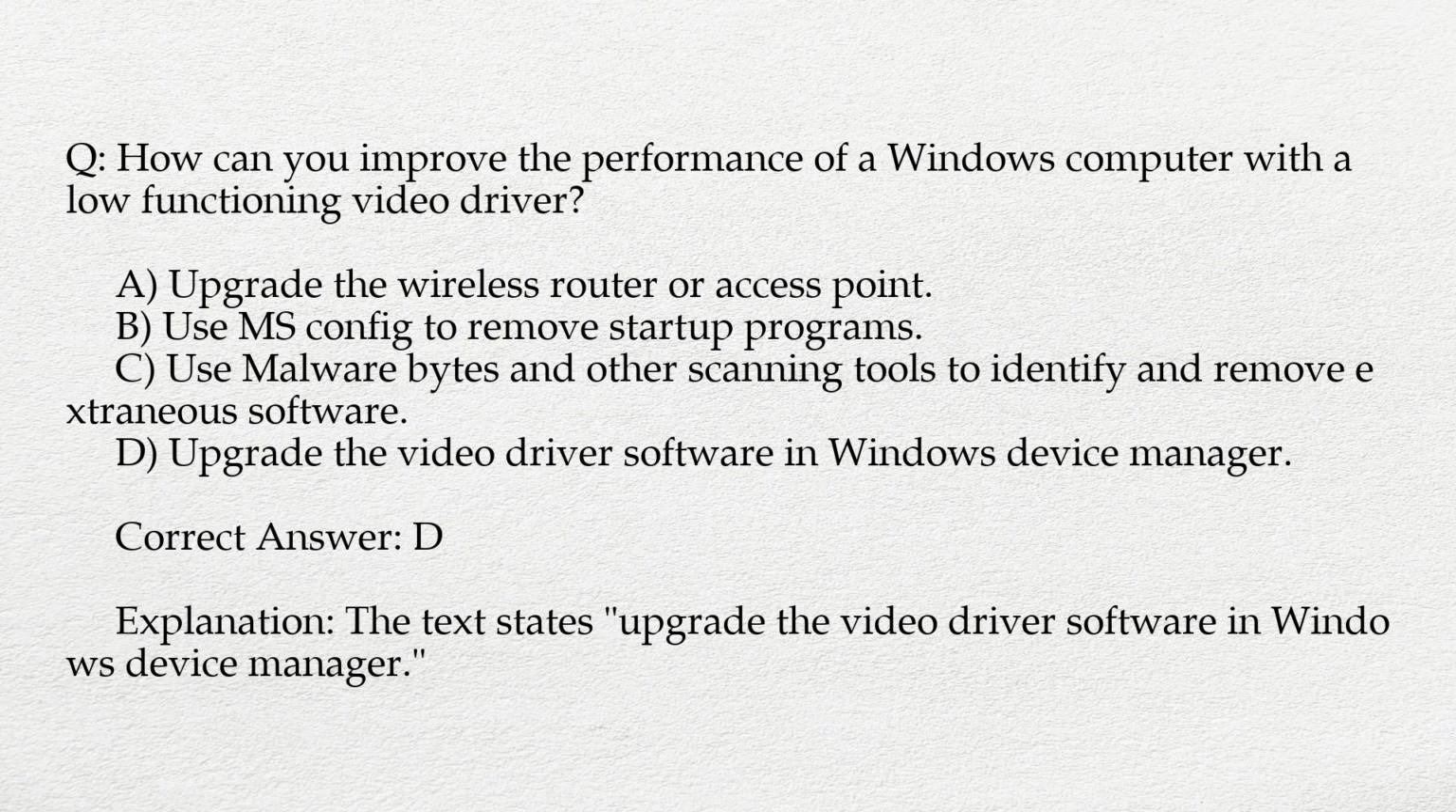Q. How can you improve the performance of a Windows computer with a low-functioning video driver? A. Upgrade the wireless router or access point. B. Use msconfig to remove startup programs. C. Use Malwarebytes and other scanning tools to identify and remove extraneous software. D. Upgrade the video driver software in Windows Device Manager. Correct answer: D. Explanation: the text states upgrade the video driver software in Windows Device Manager.